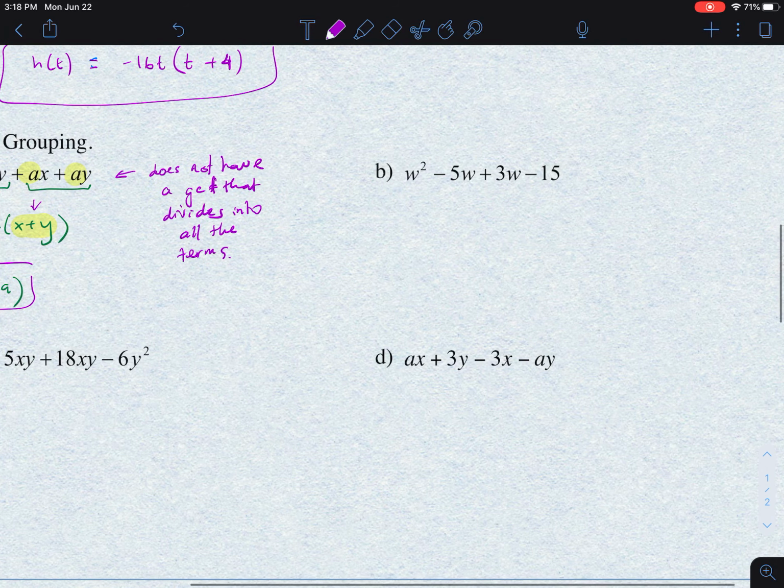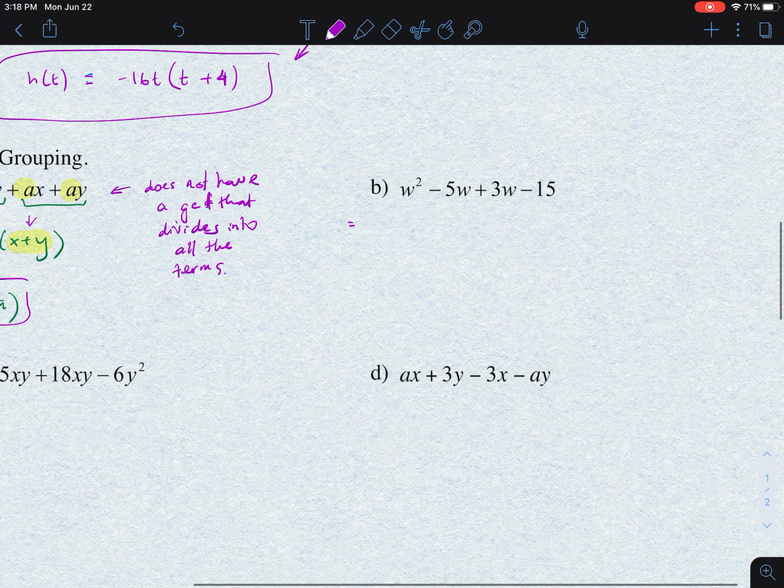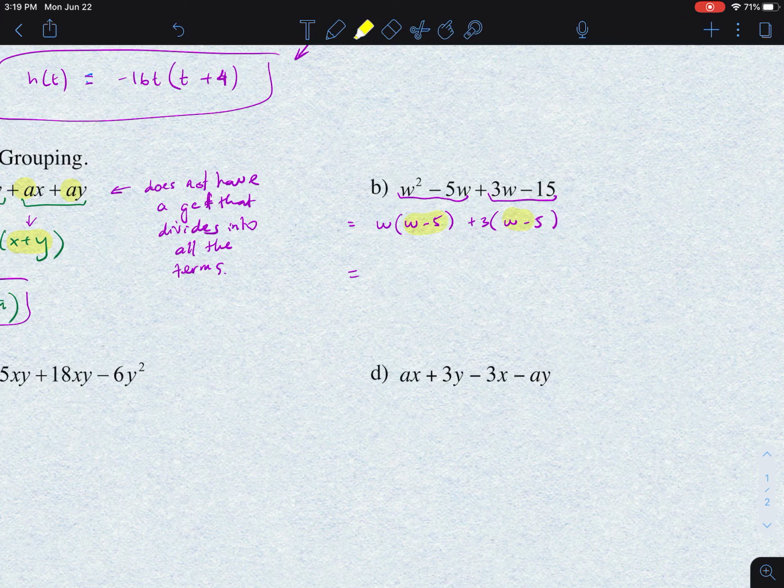Let's look at this one. Again, this one doesn't have a single GCF, so let's try to group these two and then those two and see if that will work. We get w comes out, so that's w minus 5. We get 3 comes out, so w minus 5, and it looks like we have a GCF right there. So now we can pull that out. w minus 5 is the GCF. This has leftover w, and then over here just the 3. So there's our answer. Now it's written in factored form.